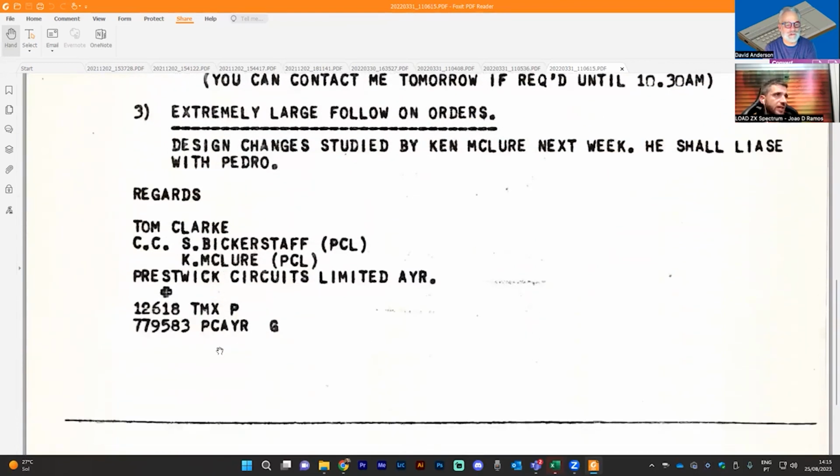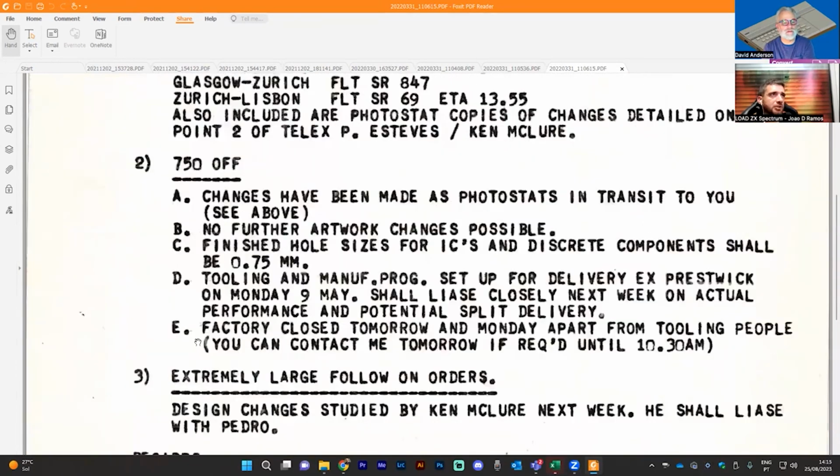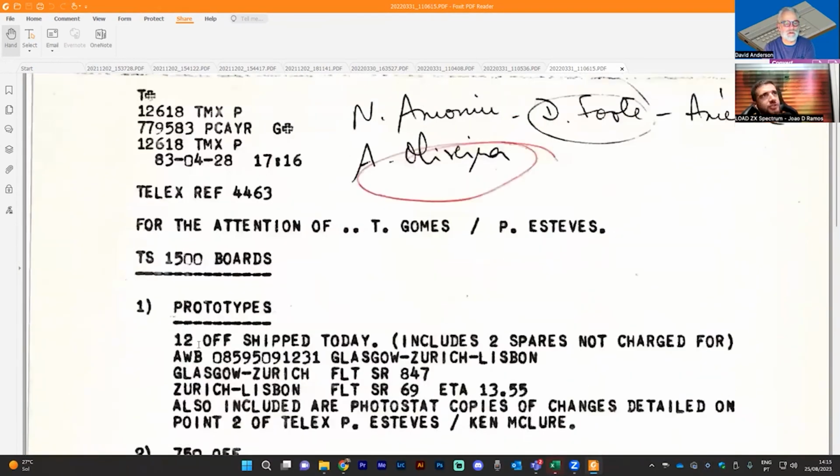Okay. Crazy. But so we know another thing, which is the PCBs for these prototypes were made by Prestwick. Nothing special, but probably we didn't know that. No, I had no clue.